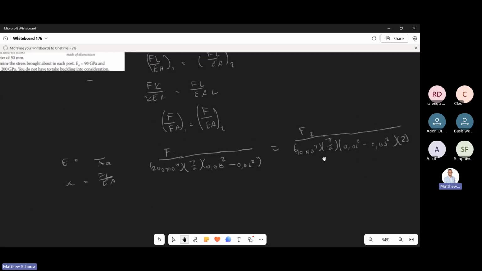So what I want you guys to do now is find this value under here, that value there, and I want you to find that value under here also. And what you're going to end up with is a ratio between F1 and F2. Are you guys with me? Is there any questions? Just work out that bottom section for me.